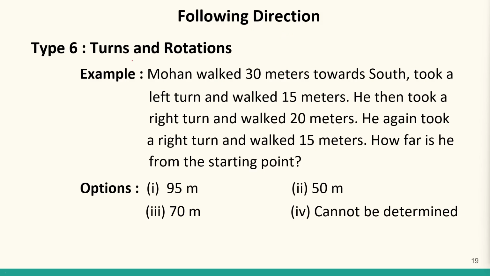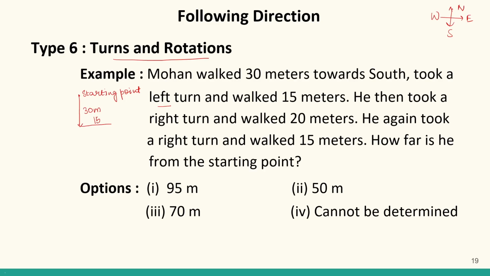Now let us look at this question, which is the last type for today, which deals with turns and rotations. Let me draw this for your reference: north, south, east, and west. Mohan walked 30 meters towards south. So this is the starting point, let's say. And he walks 30 meters towards south. So this direction. Then he took a left turn. So left from south will be this direction.